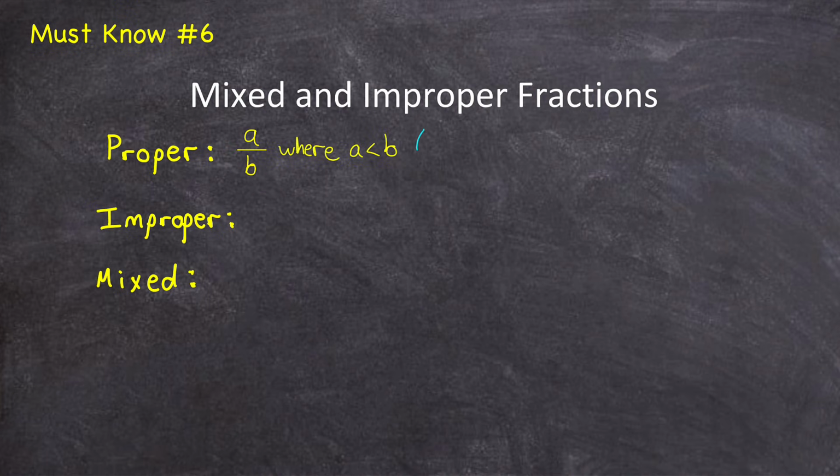And then a quick example of that would be the fraction 3 over 5, where an improper fraction is also of the format a over b, but this time the number in the numerator, a, is bigger than or equal to the number in the denominator. So an example of an improper fraction would be the fraction 10 over 7.